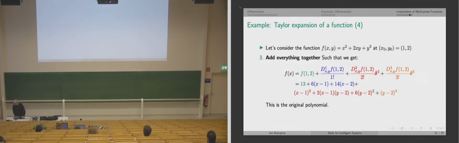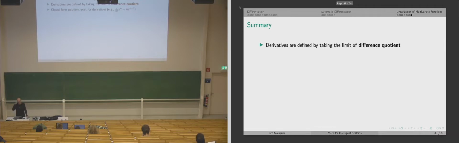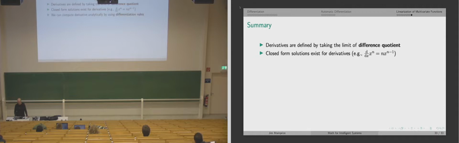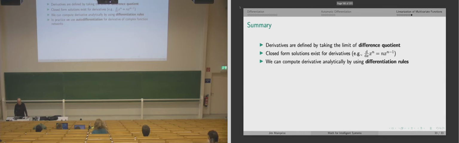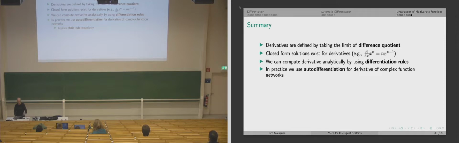Okay, so that's it. A bit late, sorry. So what we saw is that derivatives come from the difference quotient. We have closed form solutions for the derivatives of polynomials and so on. We can compute derivatives analytically using the differentiation rules. In practice, we use auto-differentiation in computational neural networks to compute derivatives of neural networks by applying the chain rule recursively.